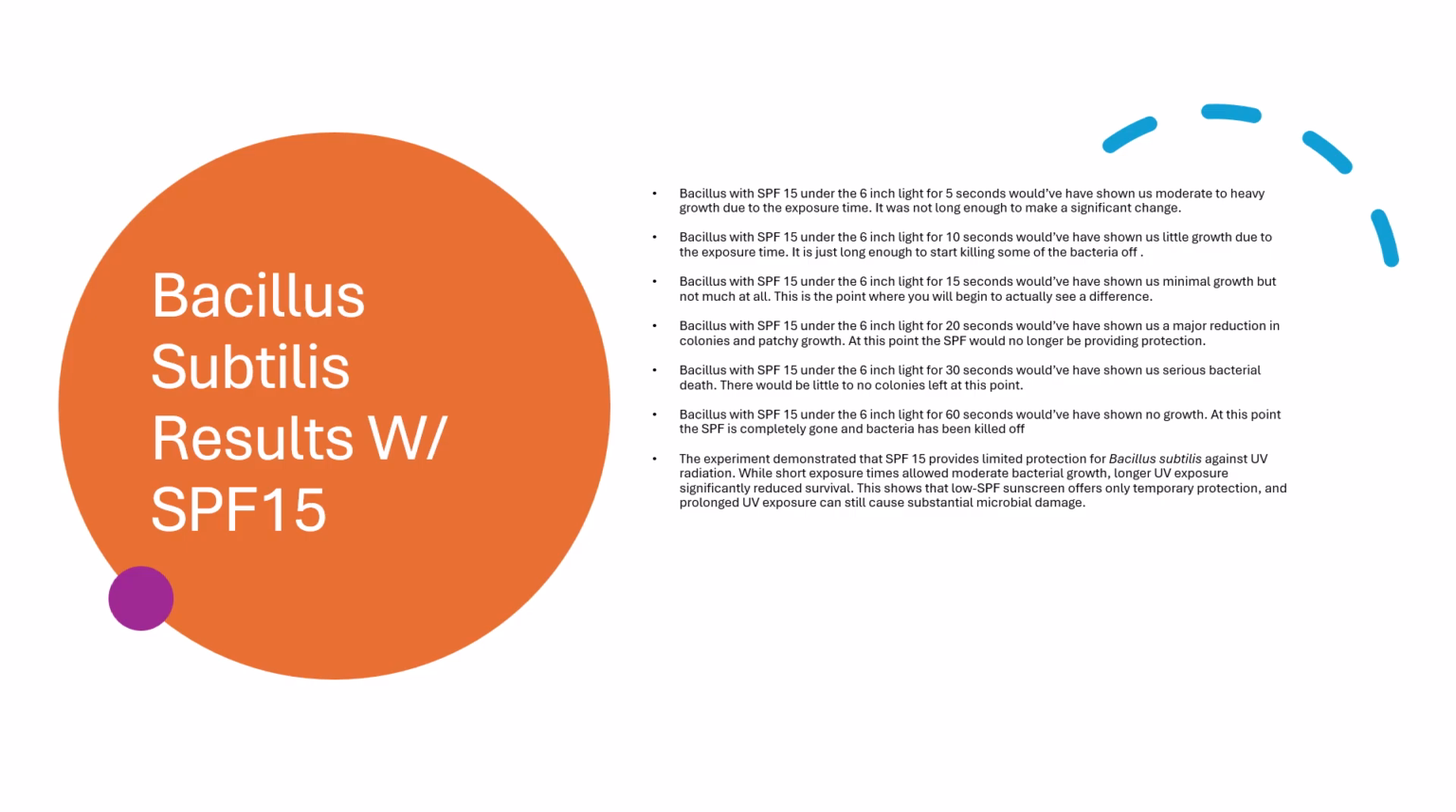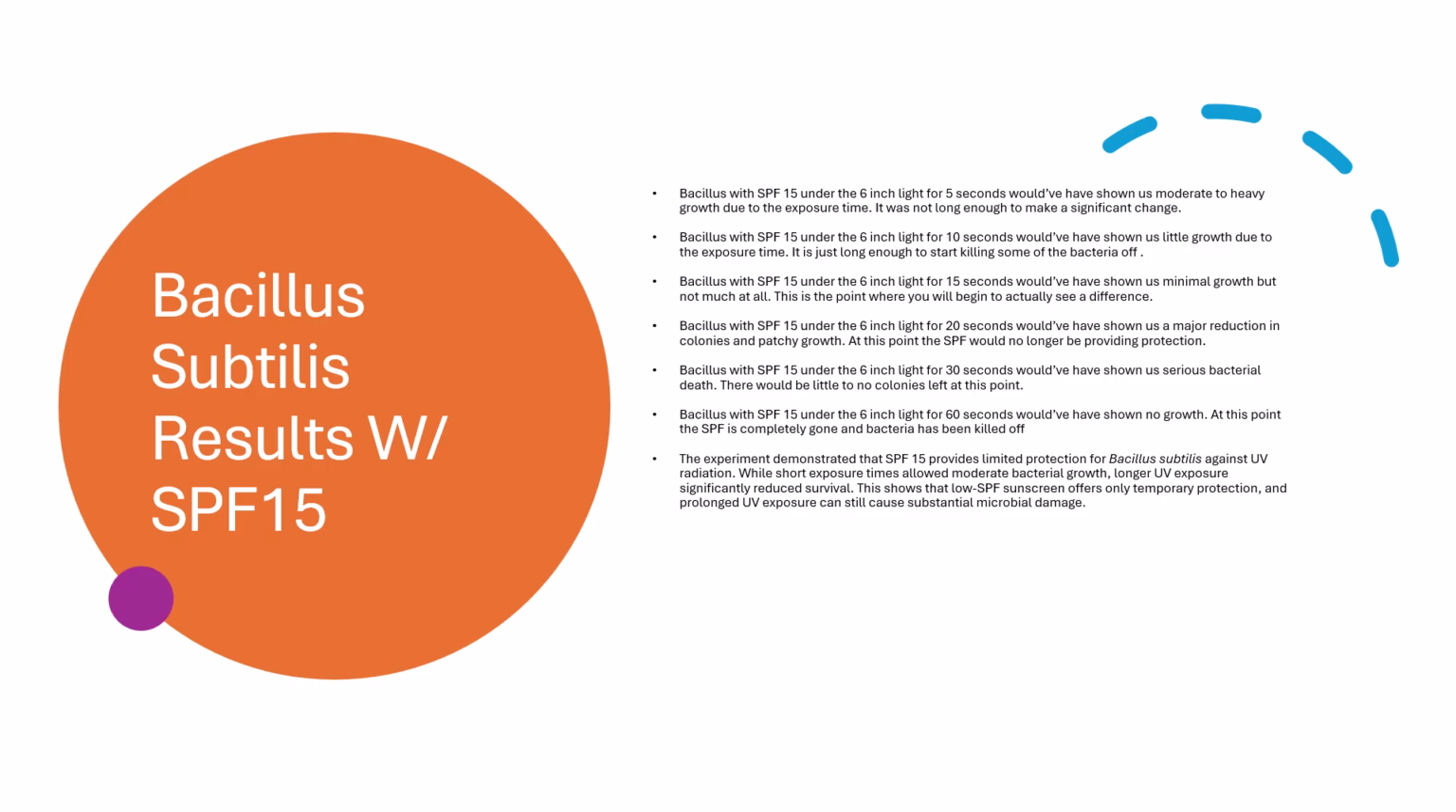Now Bacillus with SPF 15 under the 6-inch light for 30 seconds would have shown us serious bacterial death. There would be little to no colonies left at this point. And then for the last one, Bacillus with SPF 15 under the 6-inch light for 60 seconds would have shown almost no growth. At this point, SPF is completely gone and the bacteria have almost all been killed off.